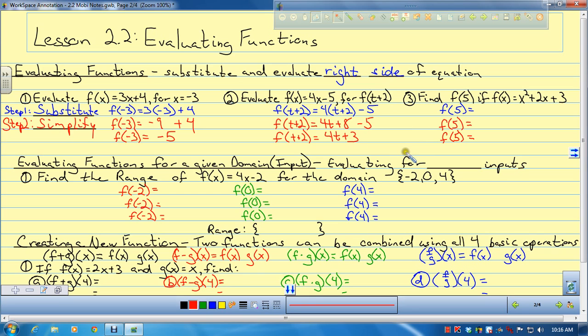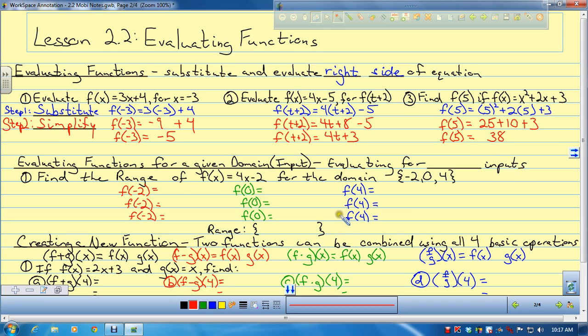Okay. So now it says find f of 5 if f of x equals x squared plus 2x plus 3. When I substitute in, I've now got f of 5 instead of f of x. And I'm now going to have, instead of x squared, 5 squared plus 2 times 5 plus 3. And now I just simplify. 5 squared is 25. 2 times 5 is 10 plus 3. I add all of my like terms there and I get f of 5 is equal to 38.